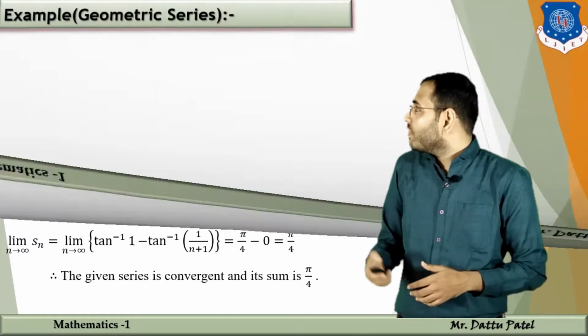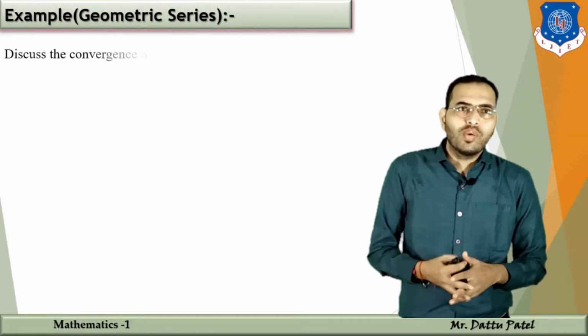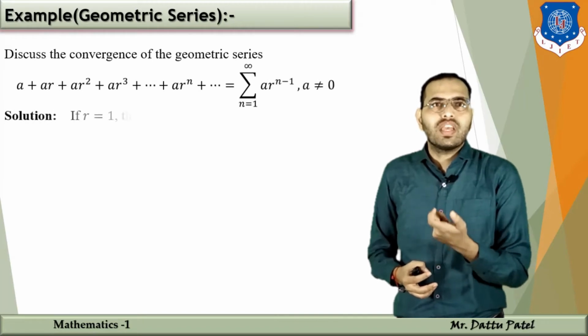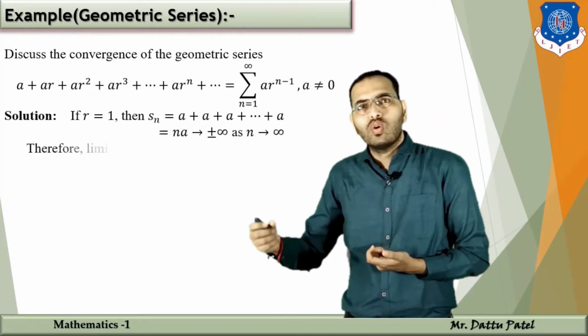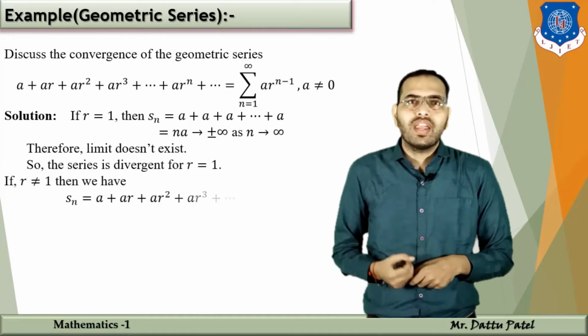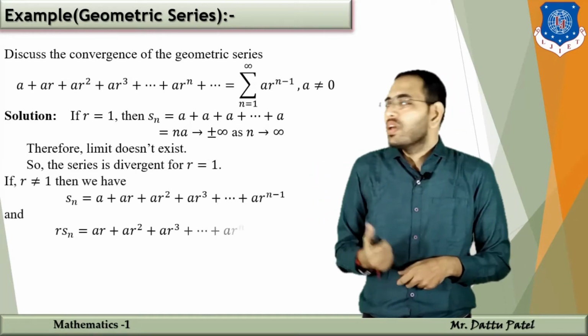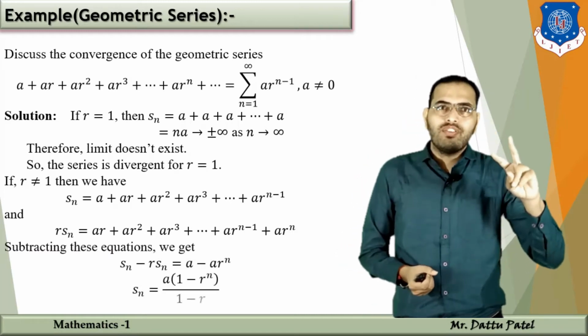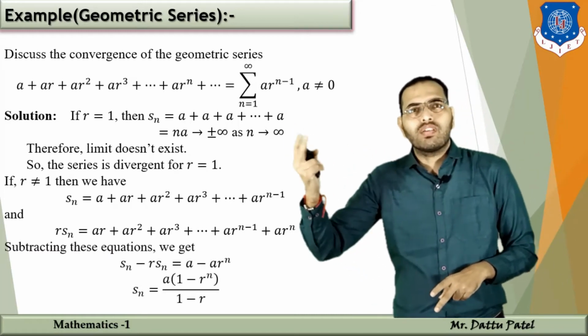Now let's see our next upcoming topic, the geometric series. Here a plus ar square plus ar cube up to ar raised to n and so on equals the summation running from n equal to 1 to infinity of ar raised to n minus 1, where a is not equal to 0. Here there are basically two conditions: r equal to 1 and r not equal to 1.